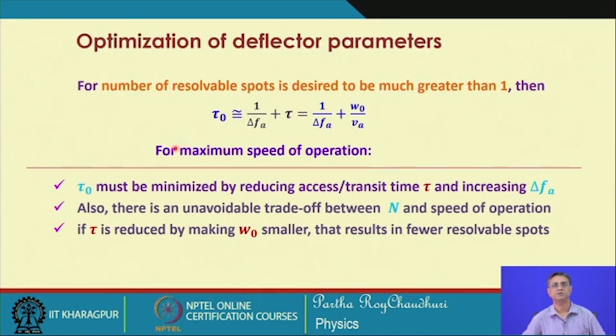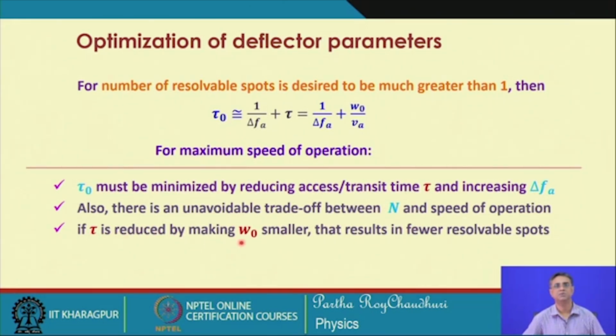So, using this for maximum speed of operation, we can optimize this in this form. So, tau t must be minimized by reducing the access time or the transit time tau, increasing this delta f, you have to increase this equation. Also, there is an unavoidable trade off between the number of resolving points and the speed of operation, because if you want to increase the speed of operation, then the number of resolvable points will become automatically less. So, that is why one has to make an optimization of this.